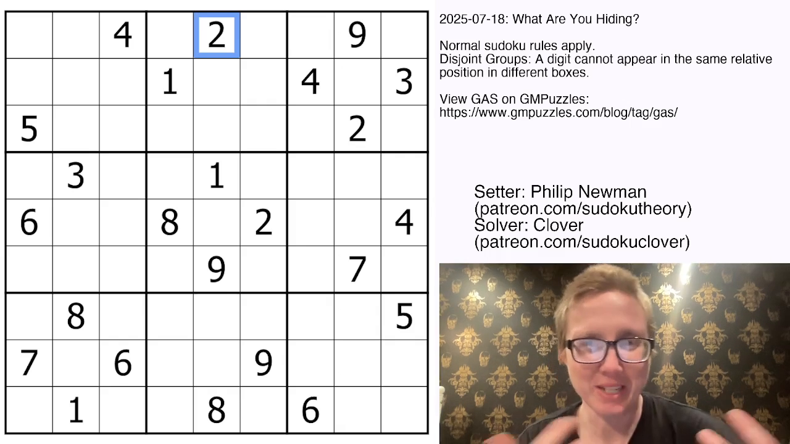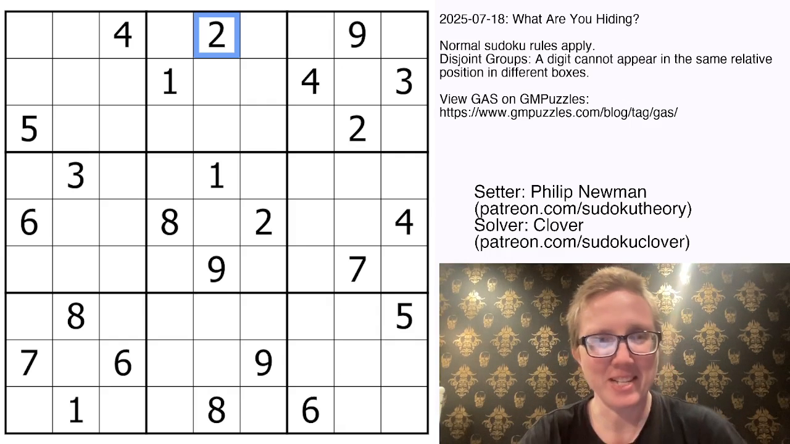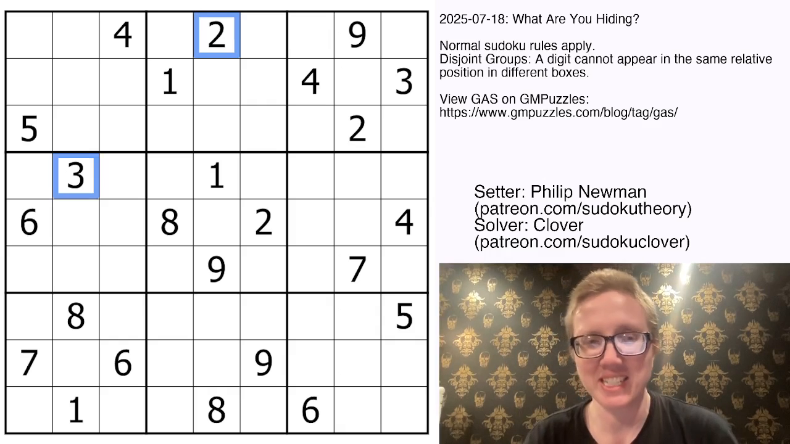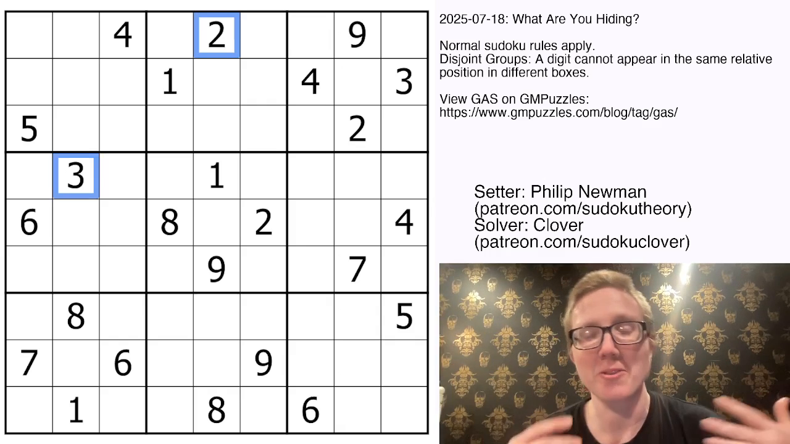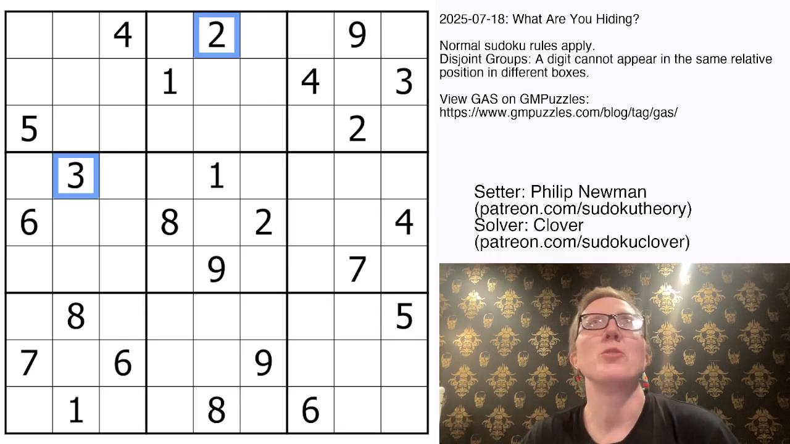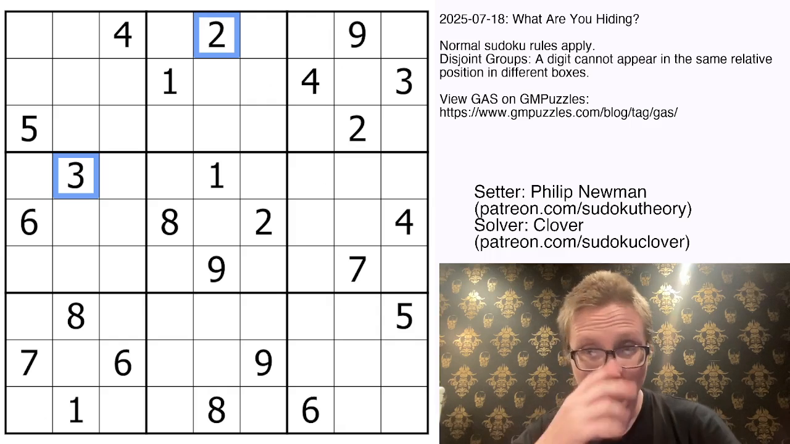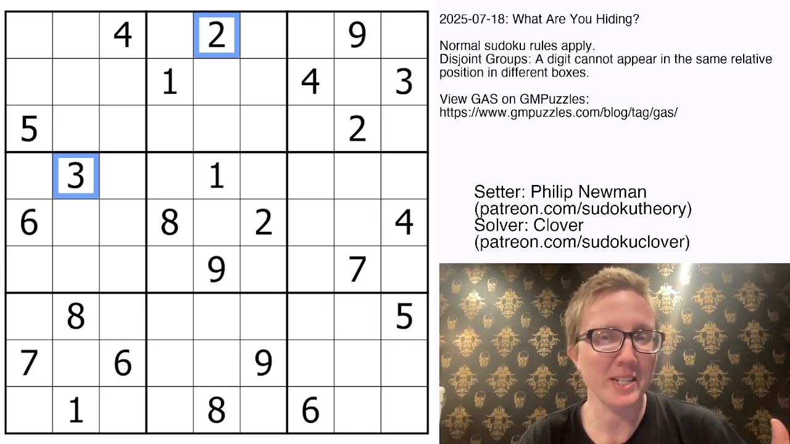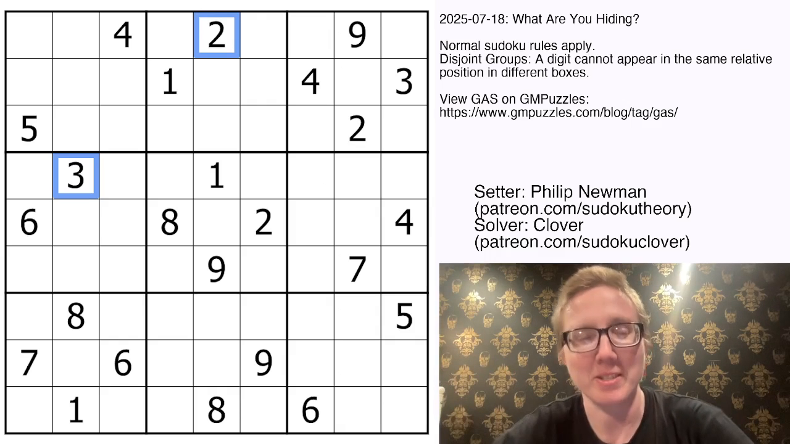Actually, all of them are ruled out just by normal Sudoku in this puzzle, but if you imagine that, for instance, this didn't have a 3 in it, it also could not be a 2 because there's already a 2 in the top center. So no digits can appear more than once in the same relative position in 2 different regions. So they can't appear in the middle twice, they can't appear in the bottom right twice, etc., etc.